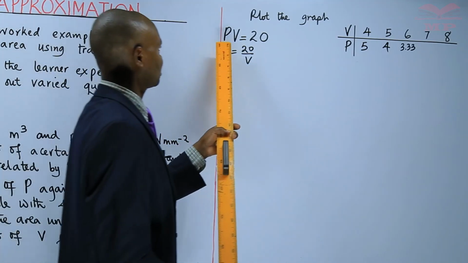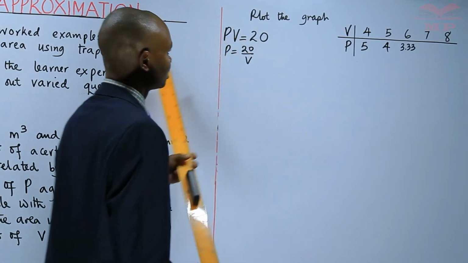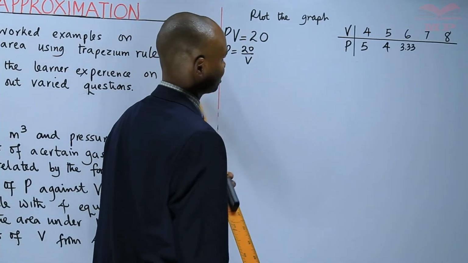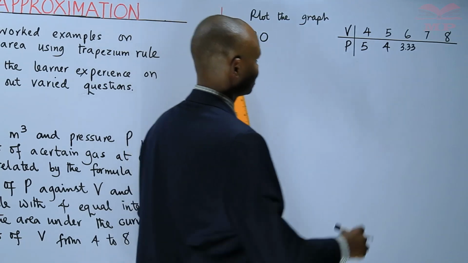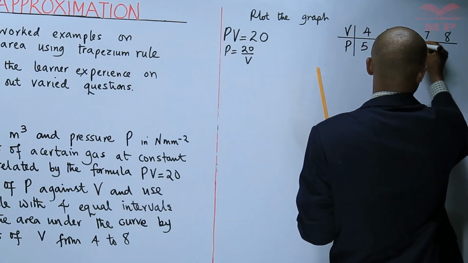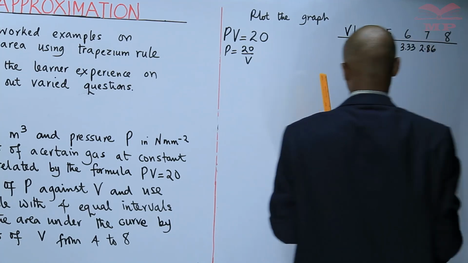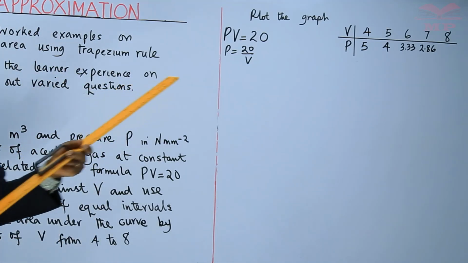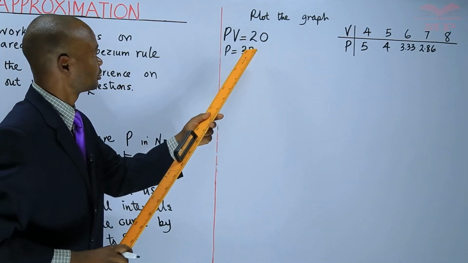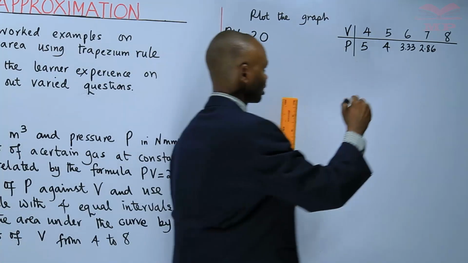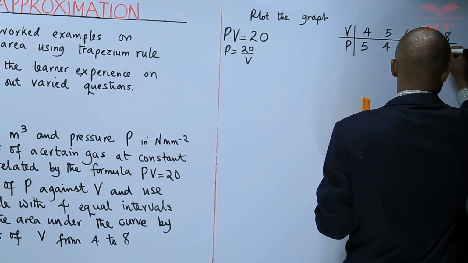Now we come to 7. It will be 20 divided by 7, which will give us 2.86. We come to the last one, 8. It will be 20 divided by 8, the value of V. It will give us 2.5.